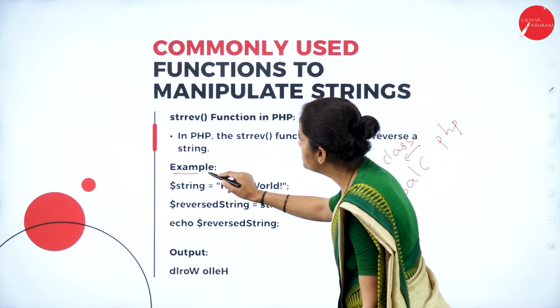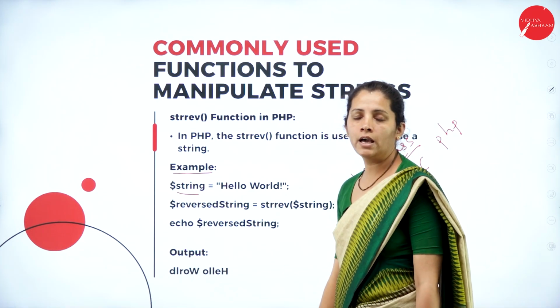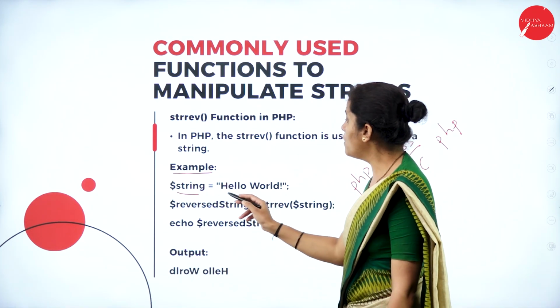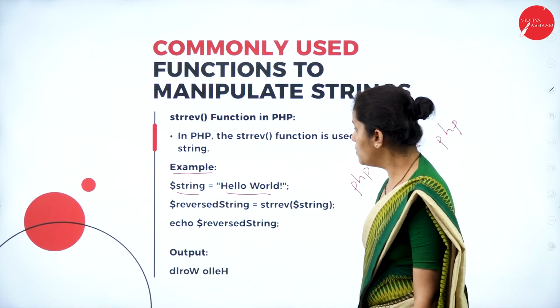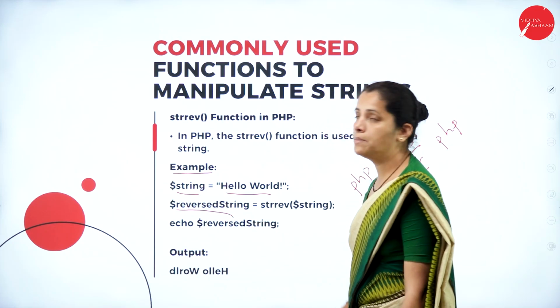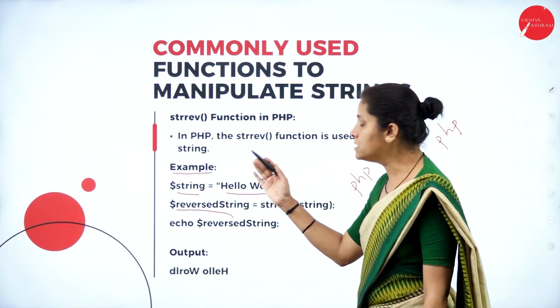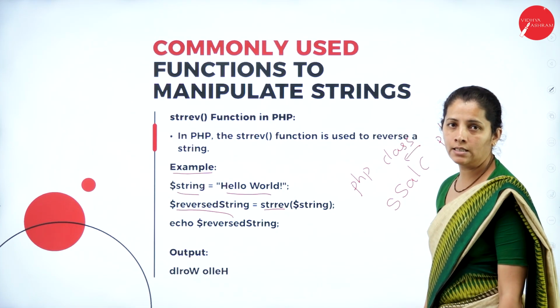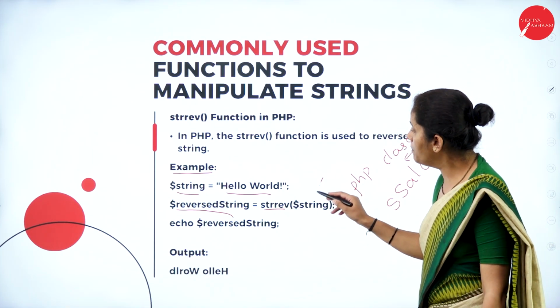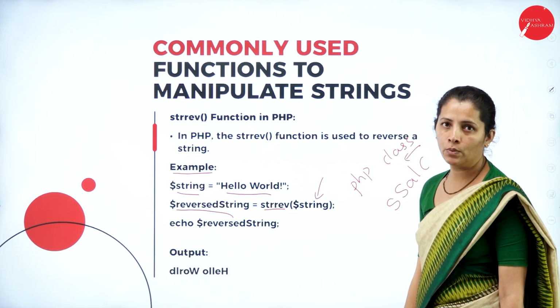So let me explain the example now. I have this string variable and I'm assigning hello world. Now I'm considering the variable called reversed string, and I'm going to call the function strrev, and I'm passing the string.